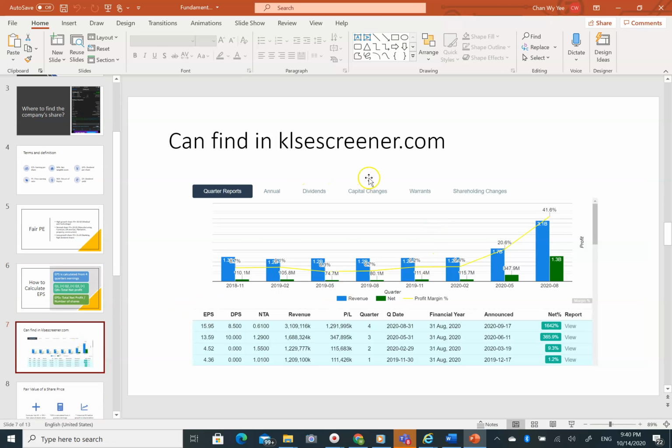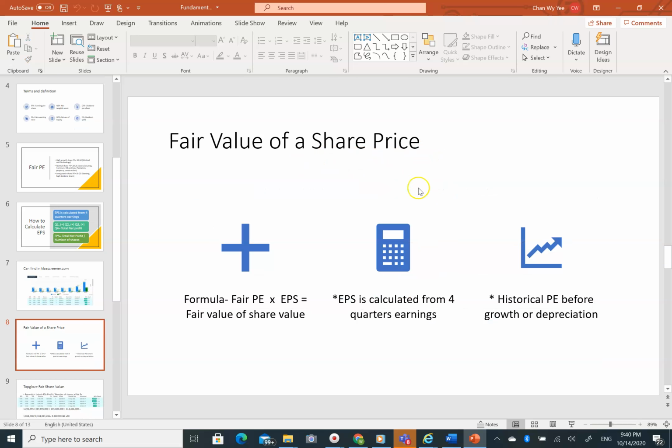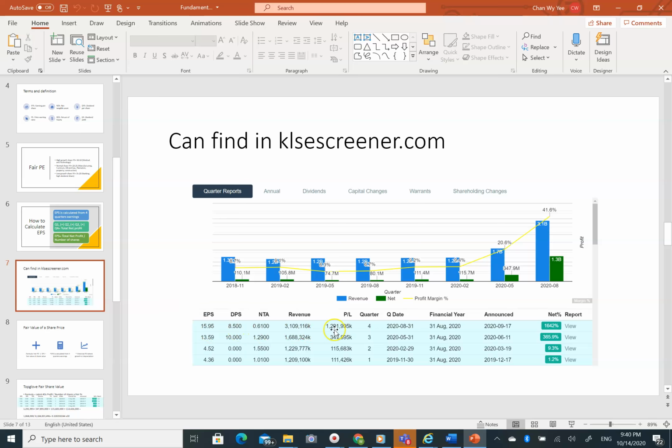How can we find this? We can find this in klsescreener.com. Can you see this P&L, profit and loss? You can find the profit here. How much did they earn? This is Top Glove's quarterly report. The latest quarter, they earned 1.291 billion. The third quarter, they earned 347 billion. Second quarter, 115 million. And the first quarter, they earned 111 million.